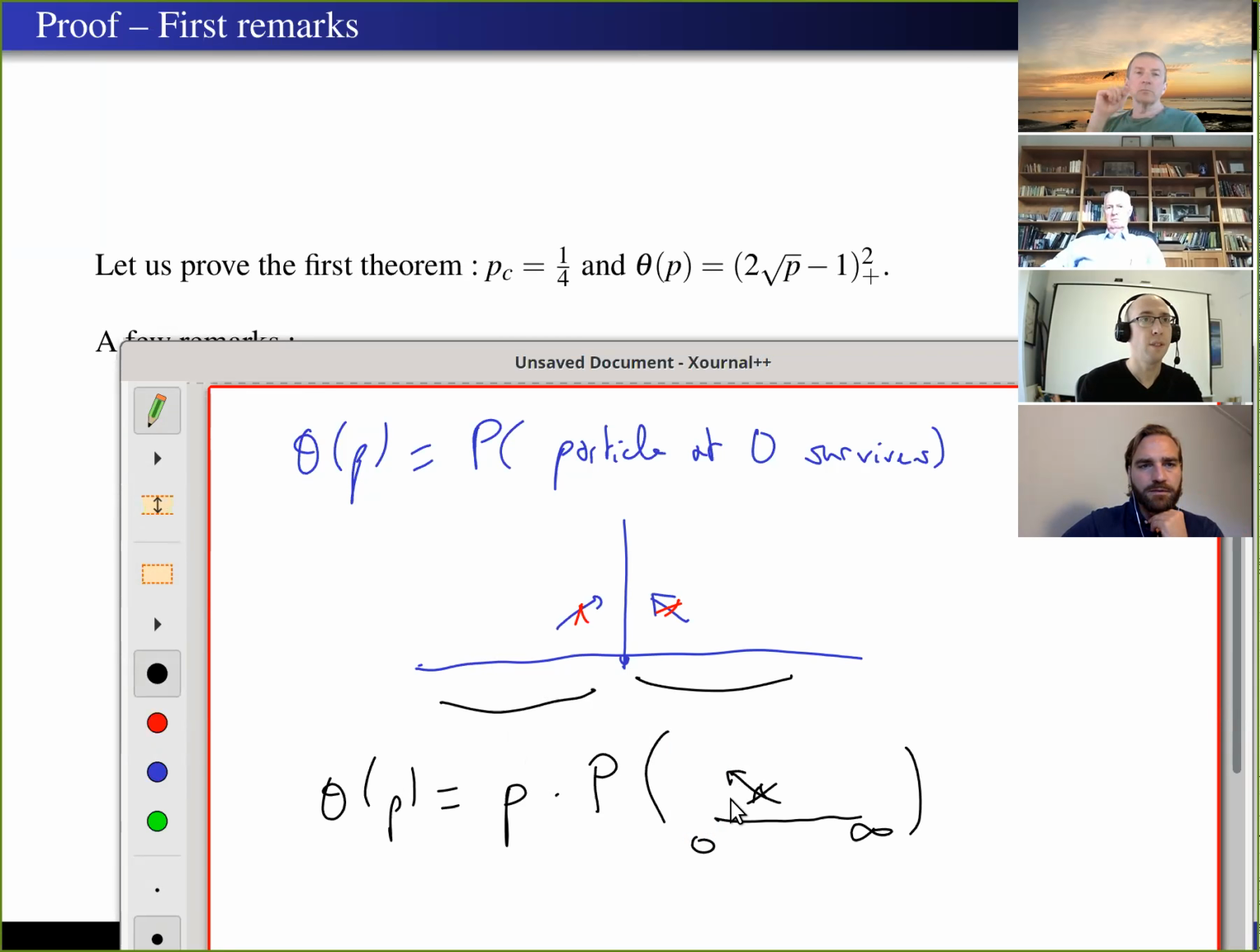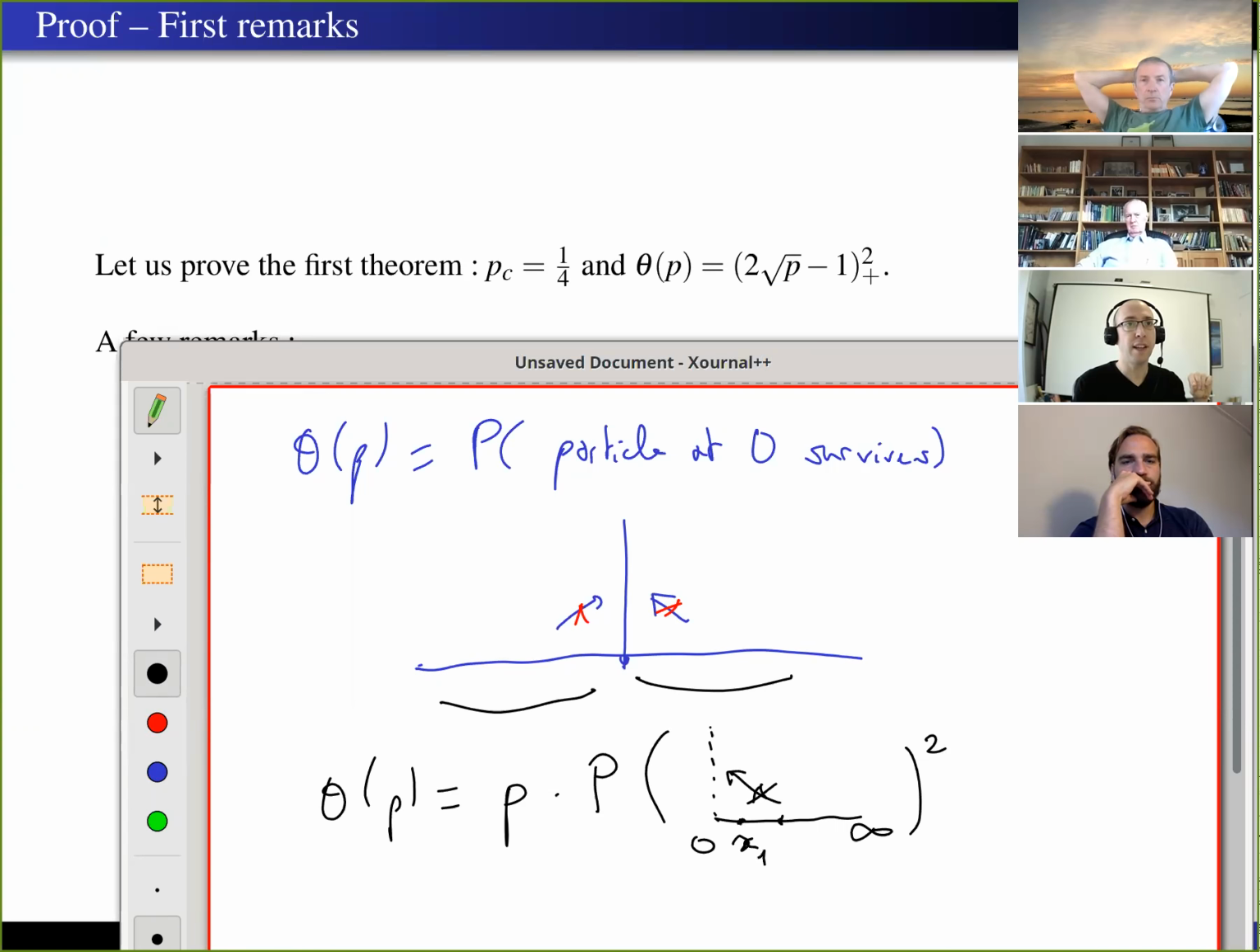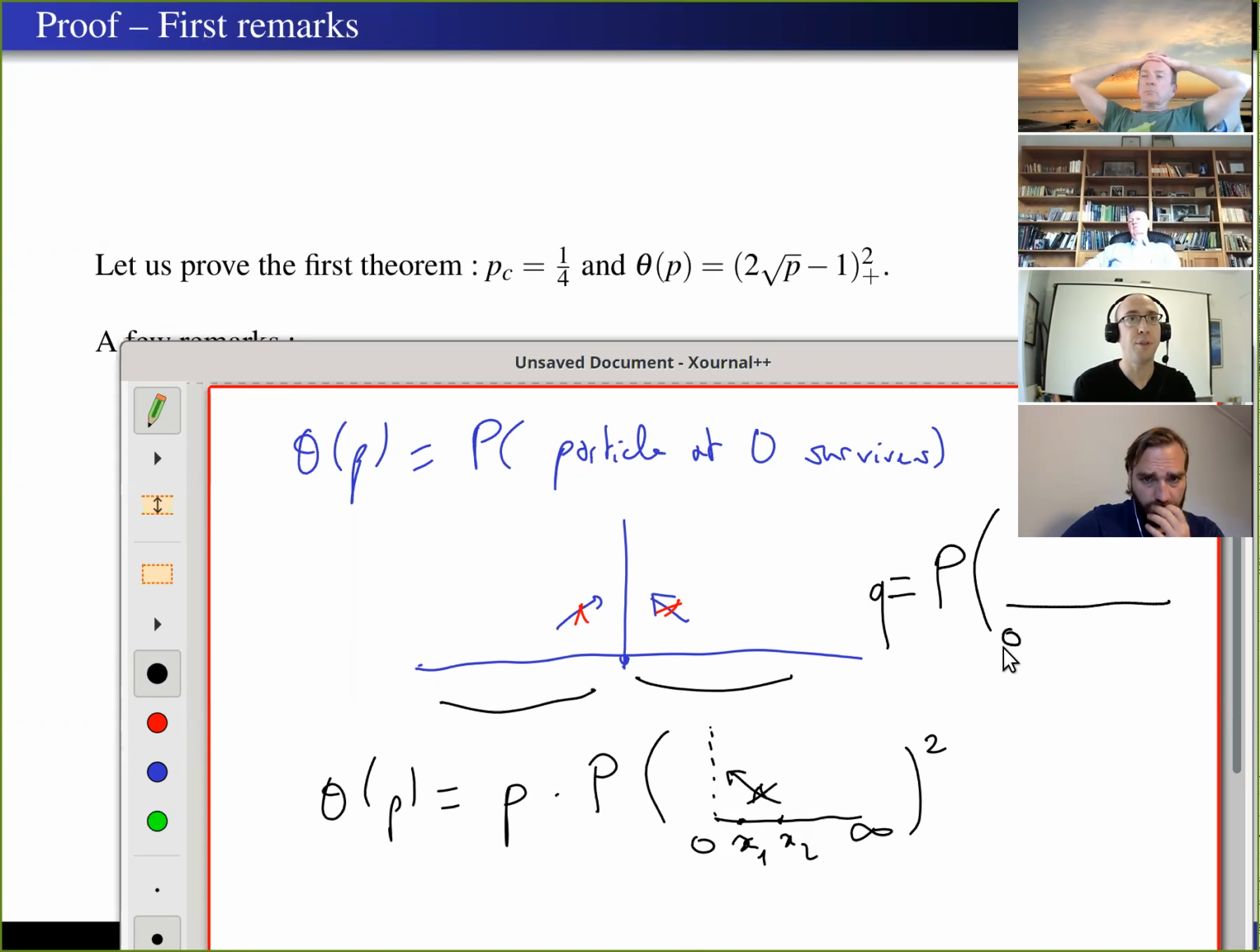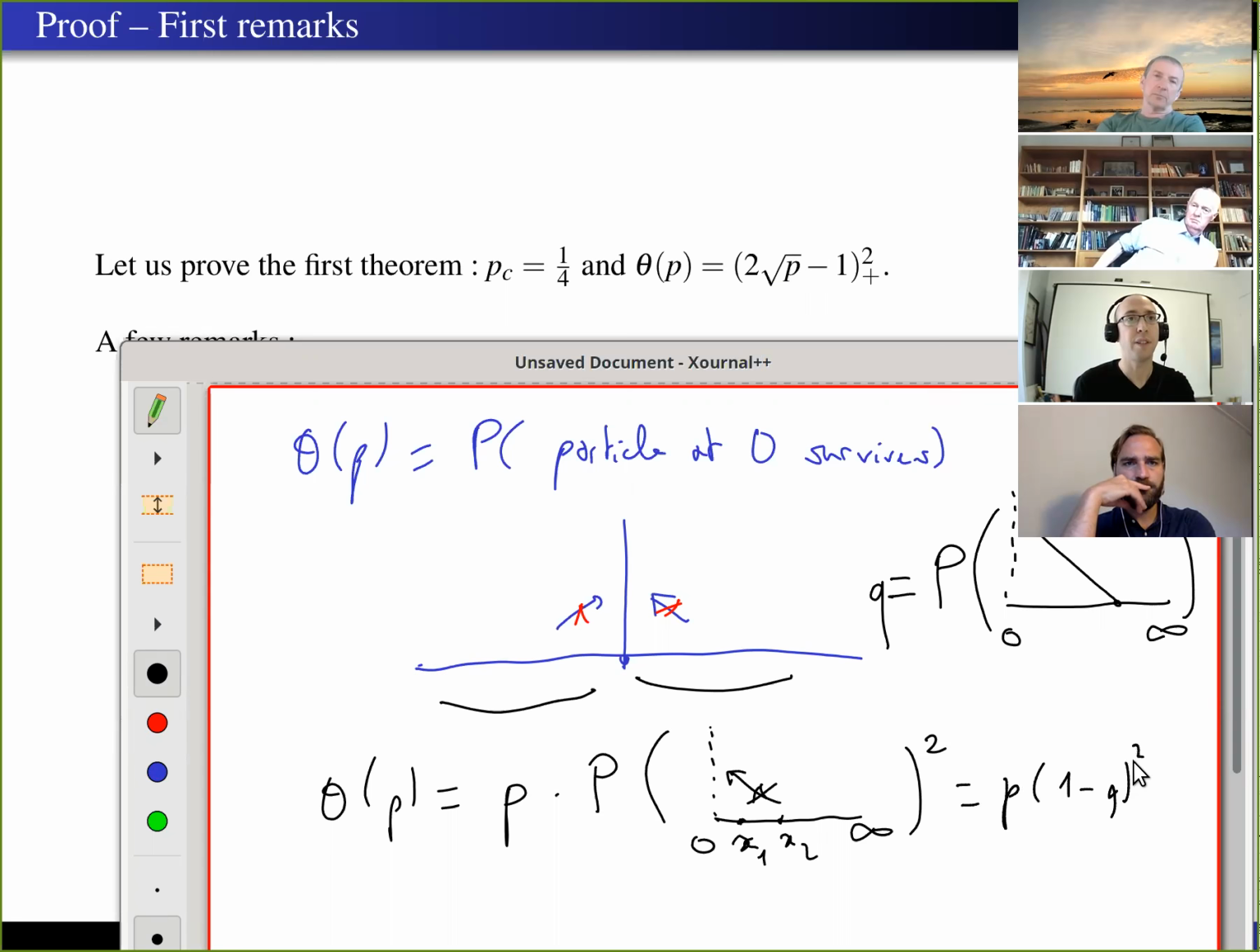So theta of p will be equal to p times the probability that there are no particles on the right-hand side, starting with the first particle at x1, then x2 and so on, reaching the position 0. In fact, it will be easier to define the complement probability q, the probability that, looking only at the right axis, some particle will hit 0. This will be our main quantity of interest. So this is p times (1 minus q) squared, just by independence and by symmetry.